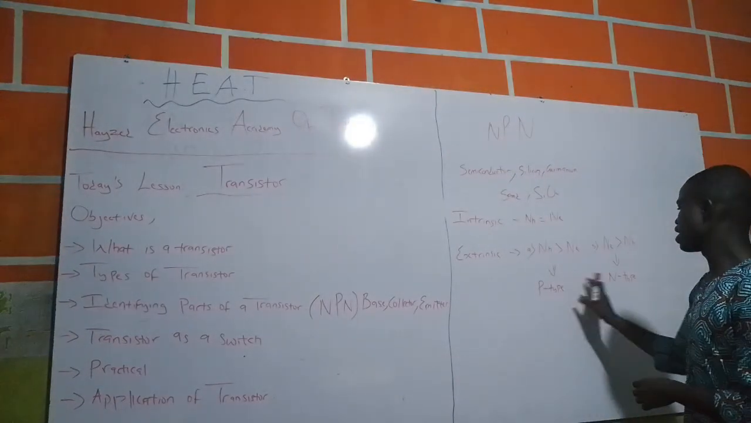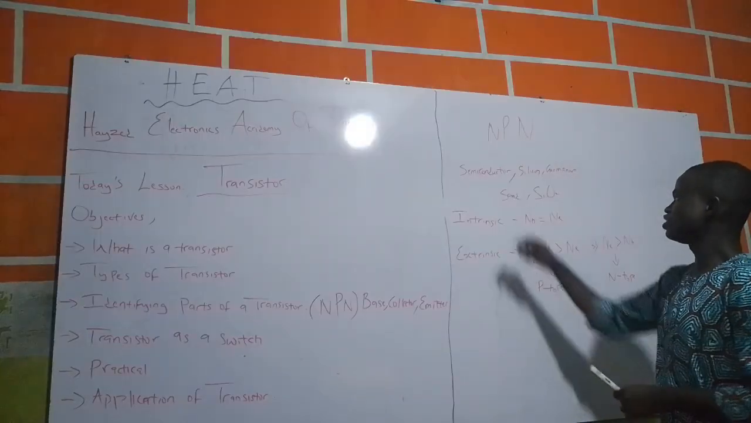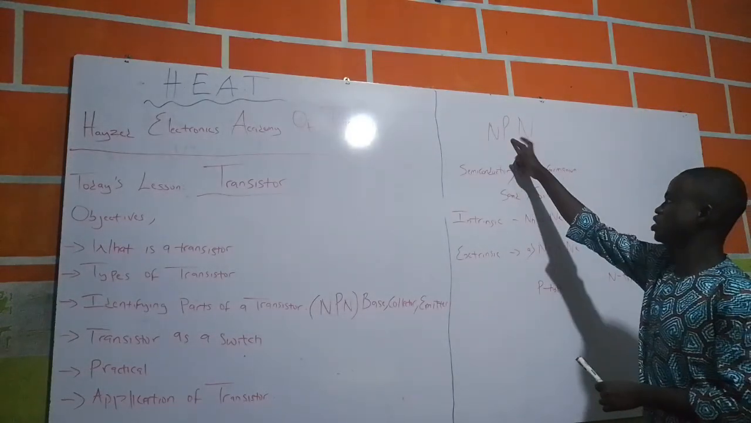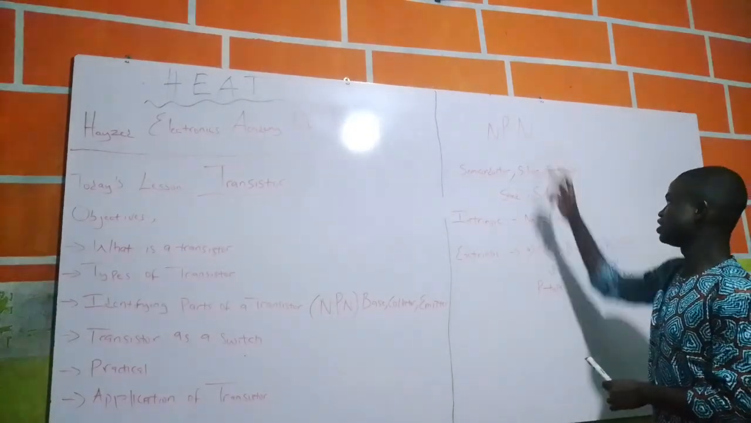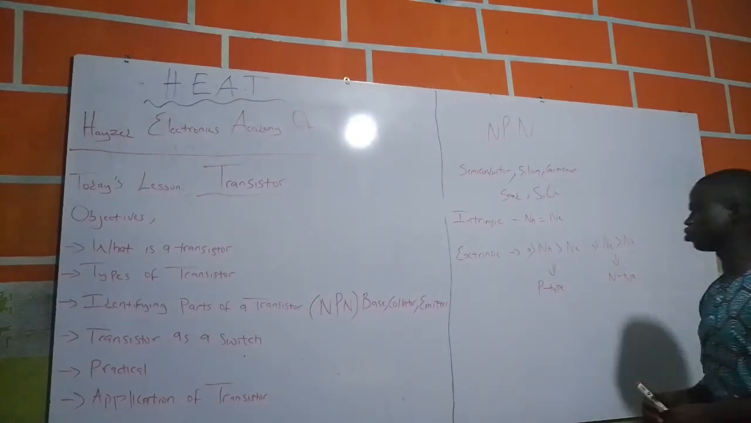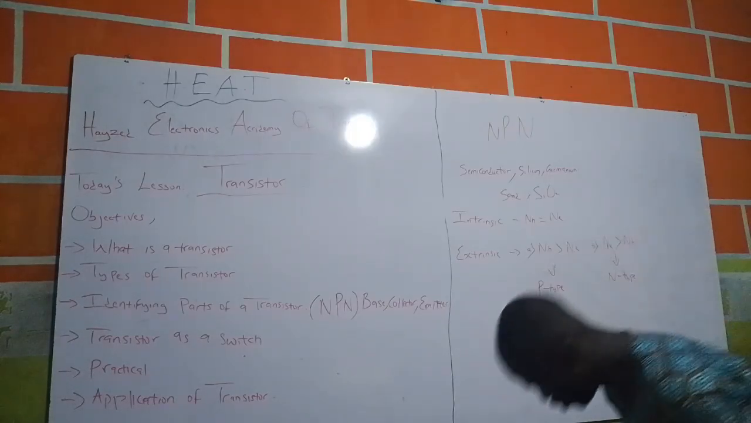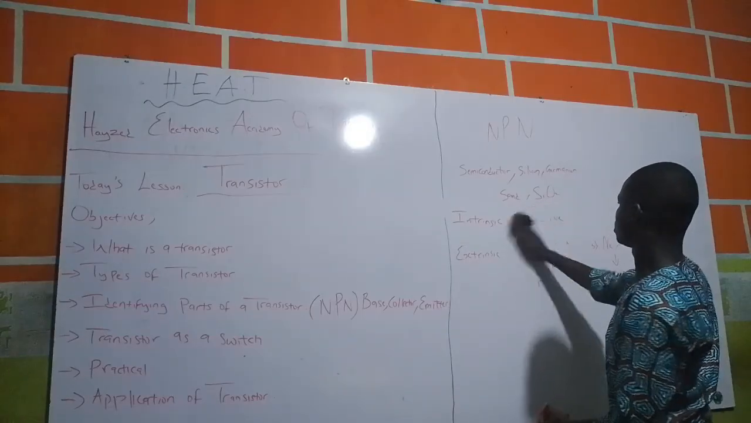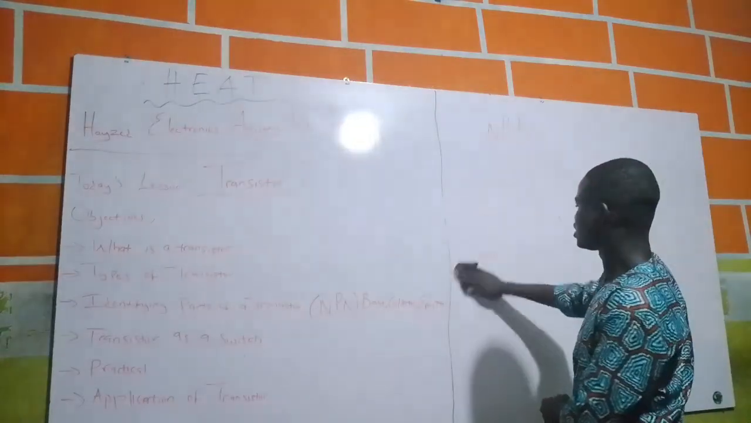So this P type and N type is what is in the NPN. The first N refers to the N type semiconductor, the P refers to the P type semiconductor, and the last N refers to the N type semiconductor. So it definitely means that an NPN transistor is a BJT transistor.